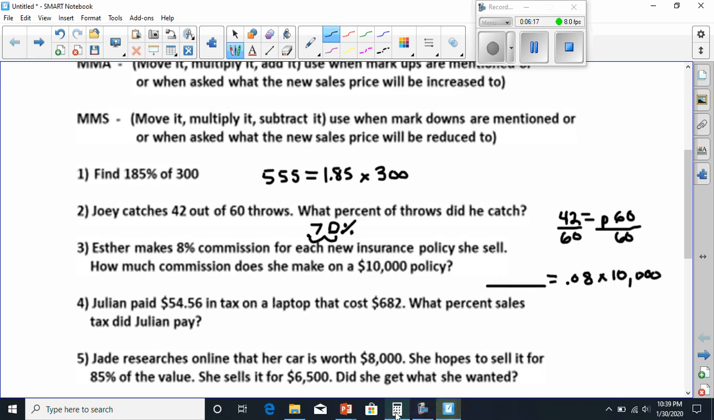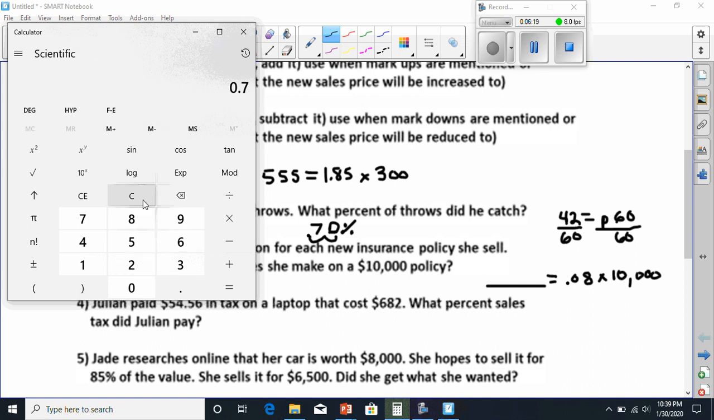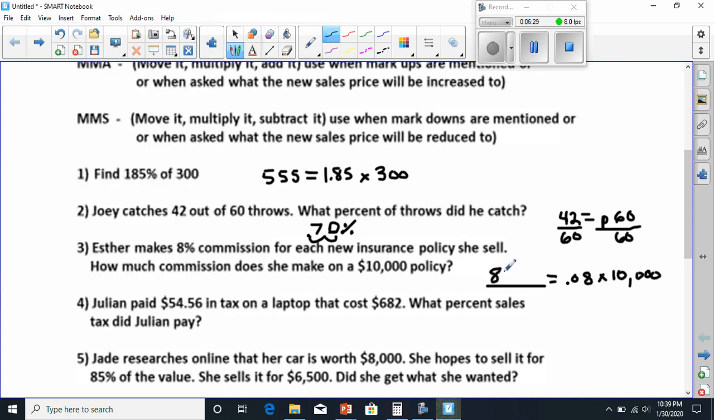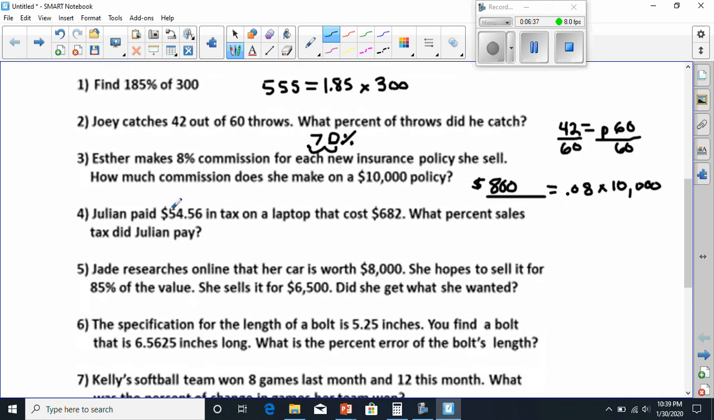So let's see. We bring it up. We're going to have 10,000. We're going to multiply that to 0.08, and we're going to get $800. So our cut is $800, or I should say Esther's cut. Julian paid $54.56 in tax on a laptop that cost $682. What percent sales tax did he pay?